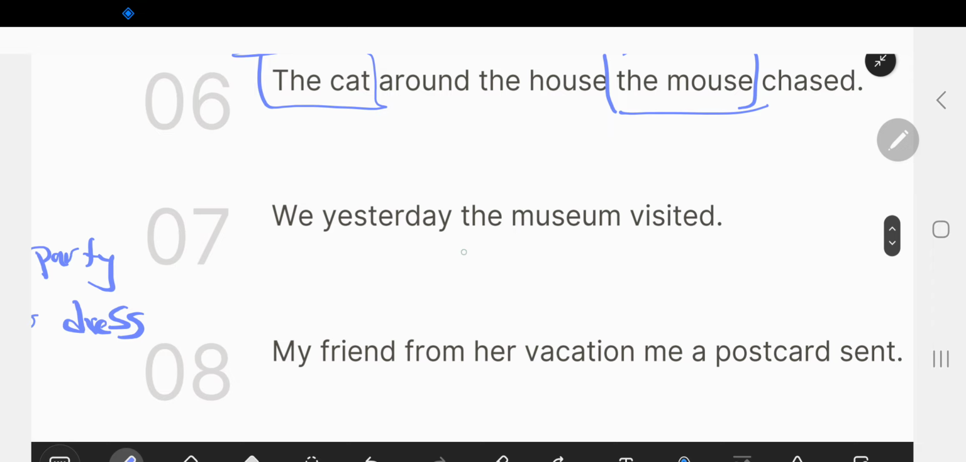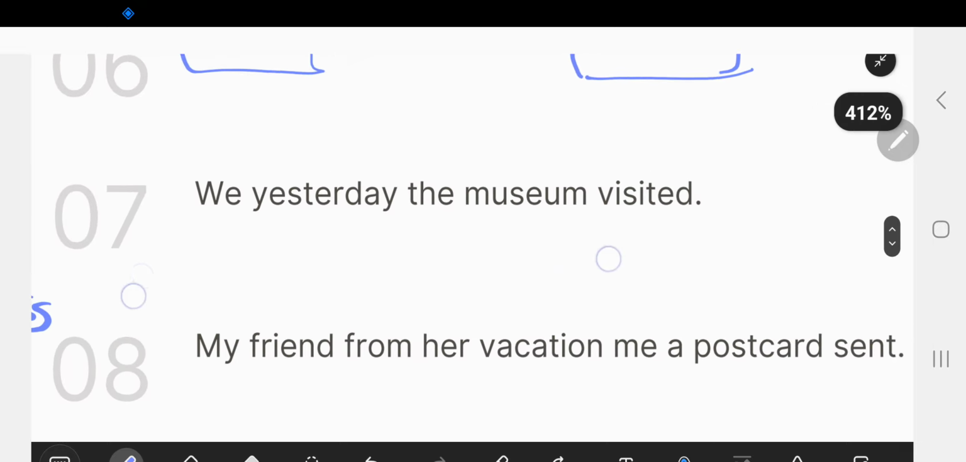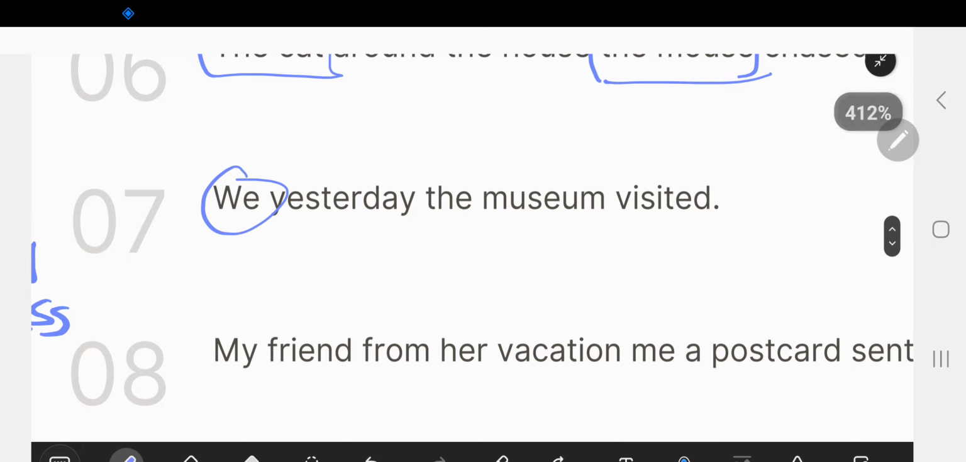And then yesterday we visited the museum. Yesterday we visited the museum. Or we visited the museum yesterday. Same thing. What is the subject? We. And then what did you visit? The museum. That's the object.